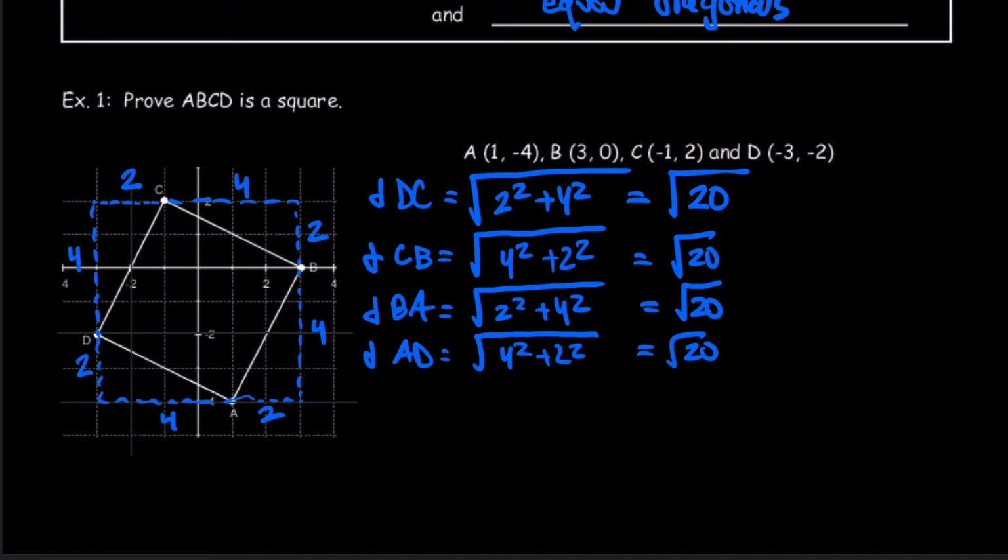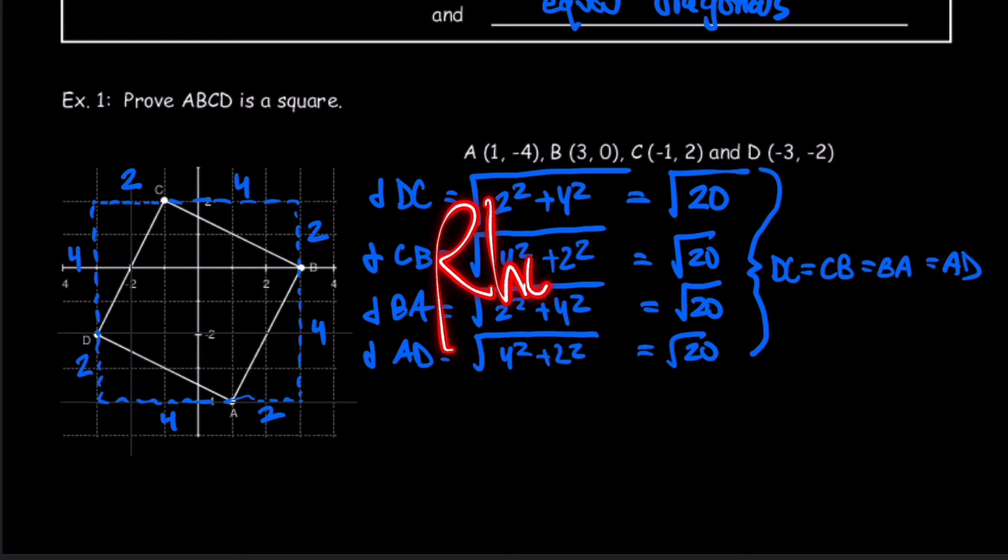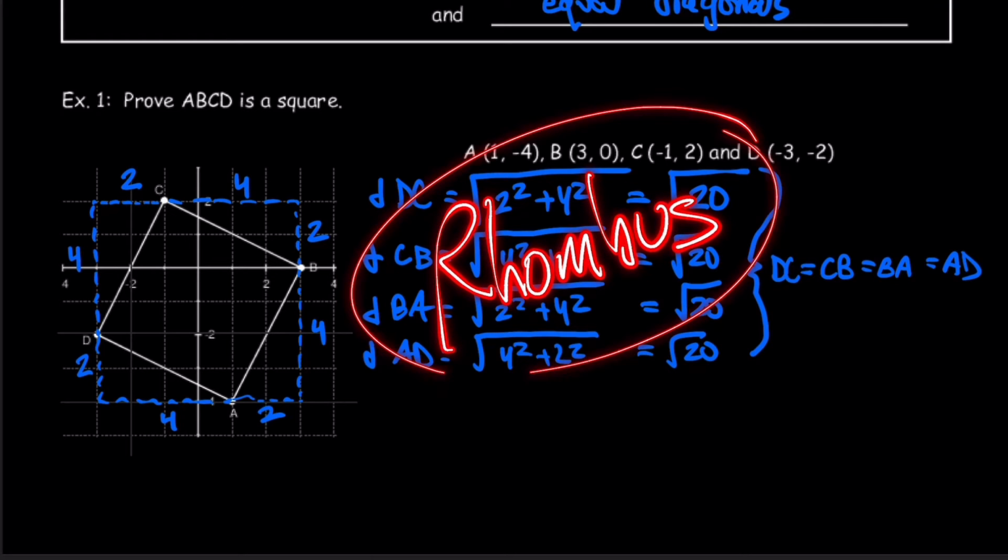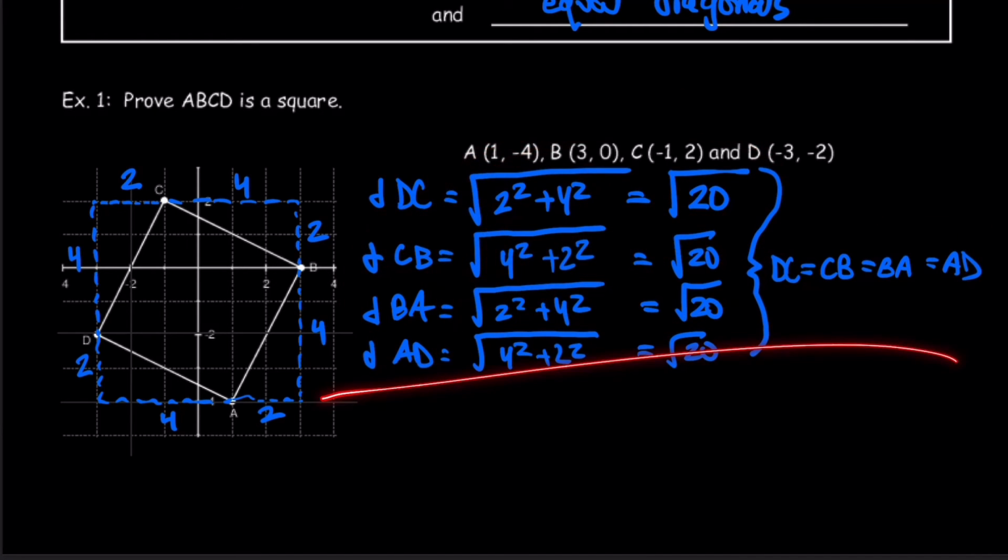So now, what does this tell us? We have to make a conclusion about our results here. And we know that DC equals CB equals BA equals AD. So if I just stop here, I've proven it's a rhombus. 4 equal sides. I could stop here and say it's a rhombus. Unfortunately, it doesn't say prove it's a rhombus. It says prove it's a square.